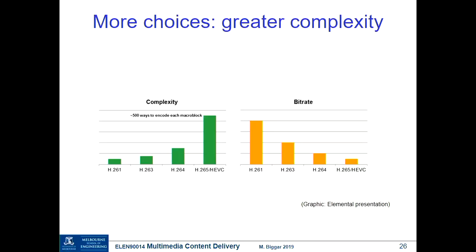Nevertheless, H.265 is certainly used. I know it's used in Big Pond TV streaming. I'm not sure how widespread it is in other applications, though.